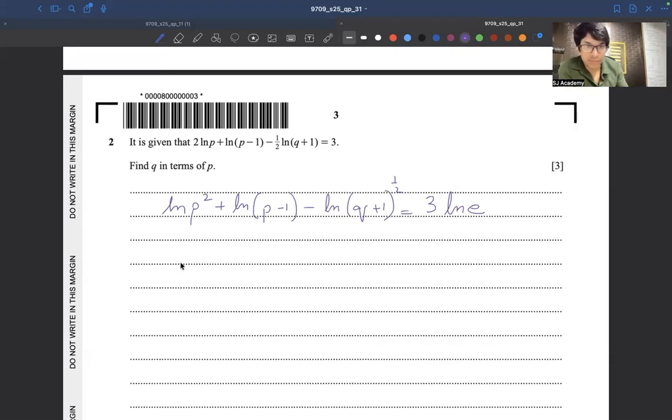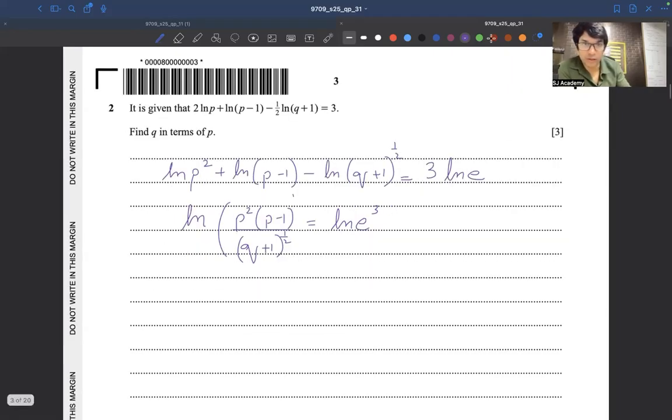Now we'll simplify it using the logarithm rule. So when it's adding, we multiply. So p squared will multiply by (p minus 1), and (q plus 1) to the power half, as it's negative, it will be in the division sign, equals ln of e to the power of 3. We can write 3 in the power now. Now we can equate both the sides. So we can write this as (p cubed minus p) upon (q plus 1) to the power of 1/2 equals e to the power of 3, as we compare this with this.